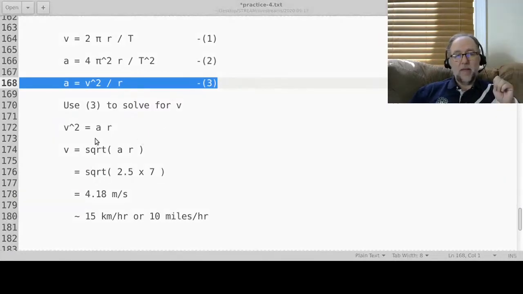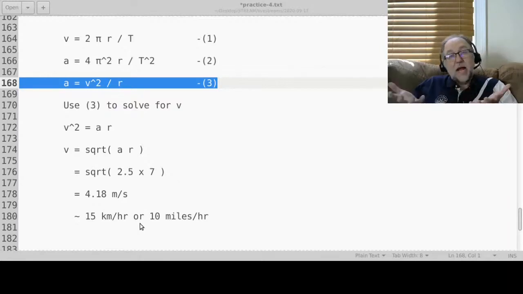Okay, so just multiply both sides by r, and then take the square root, and you find that v is equal to the square root of a times r. a is 2.5 meters per second squared, r was 7, and it turns out to be 4.18 meters per second, okay? Approximately 15 kilometers or 10 miles per hour, okay? Which kind of makes sense if you're going around a corner, which is like a 20 foot radius or 21 foot radius, okay? And you want to do it safely. 10 miles an hour sounds about right. If you try to turn faster than that, you're risking it a little bit, okay? So this is on a bike, obviously.